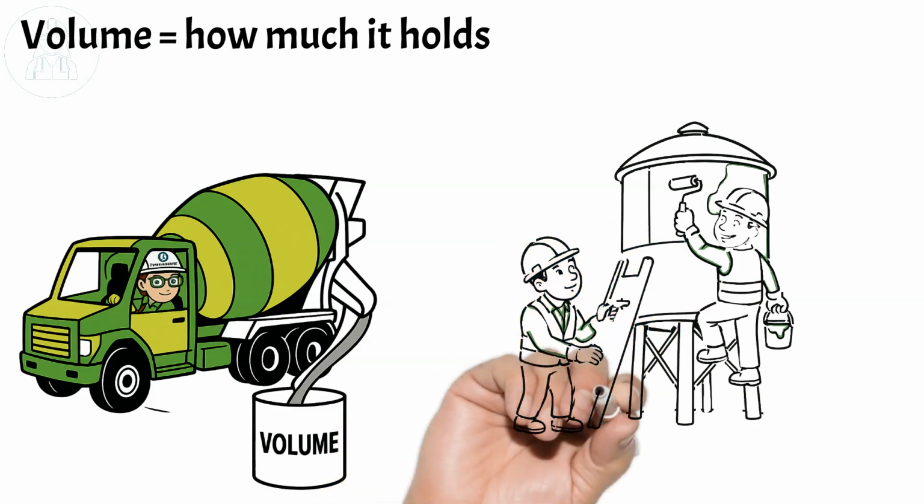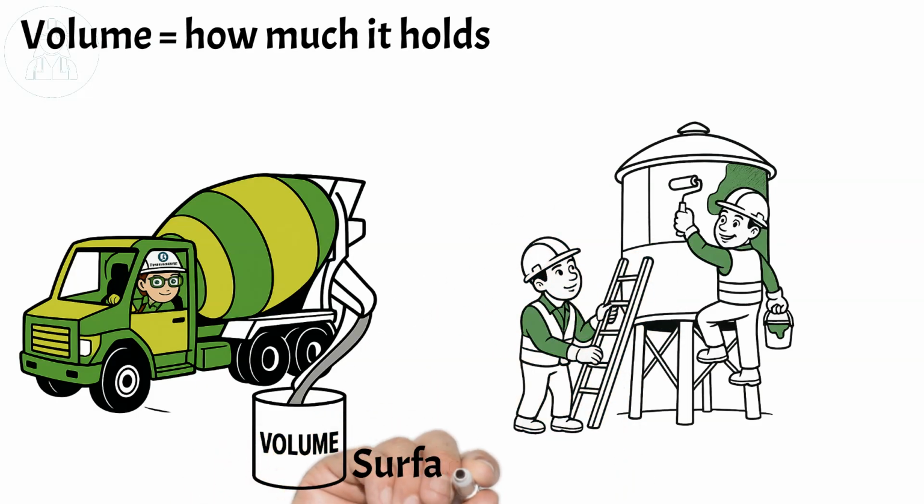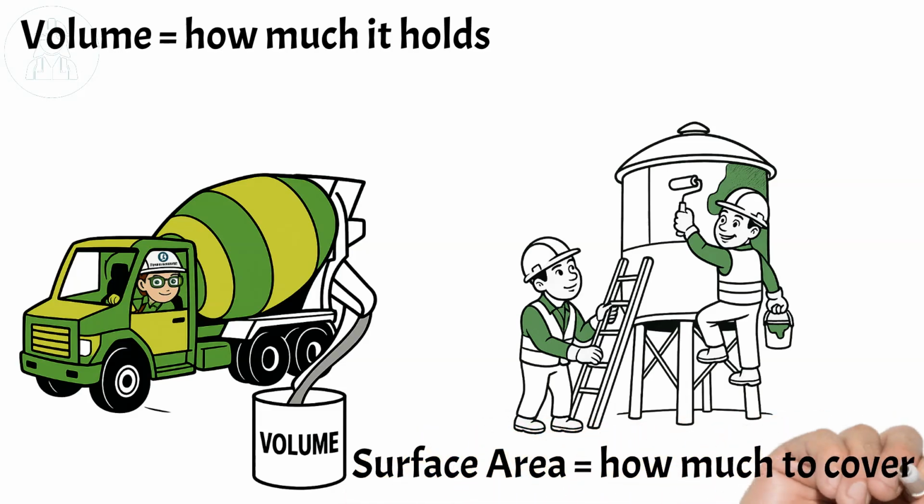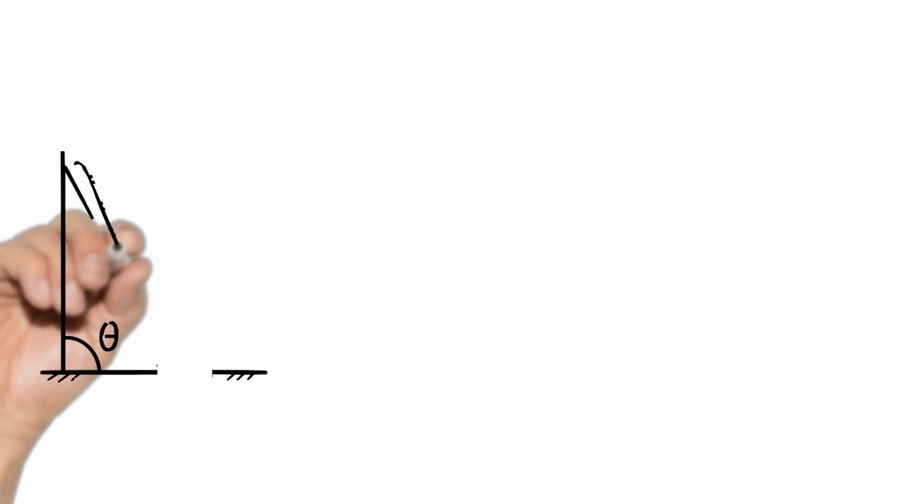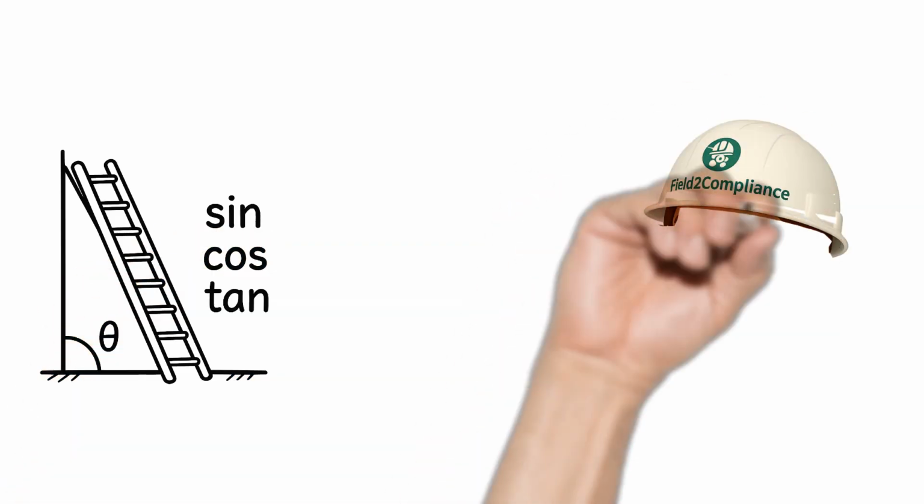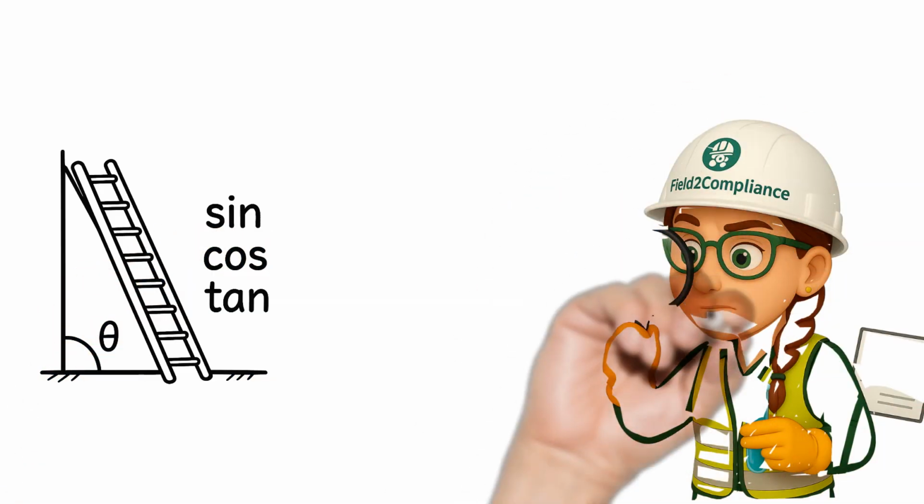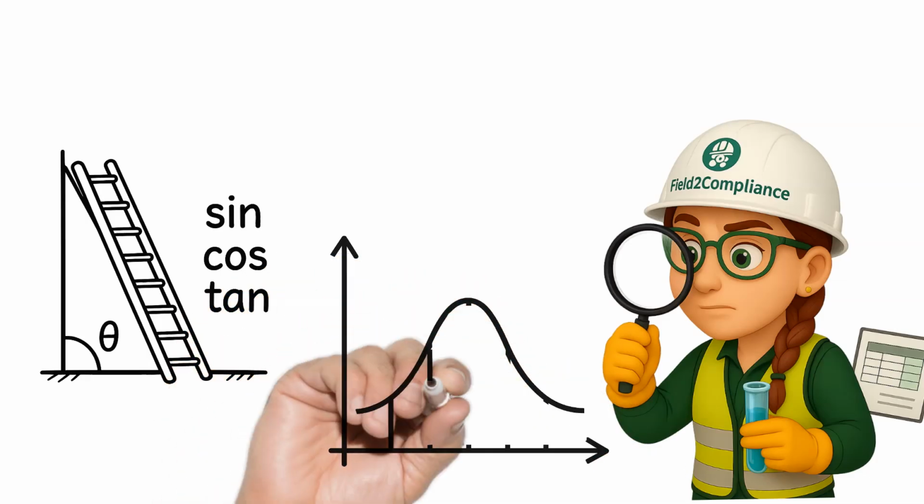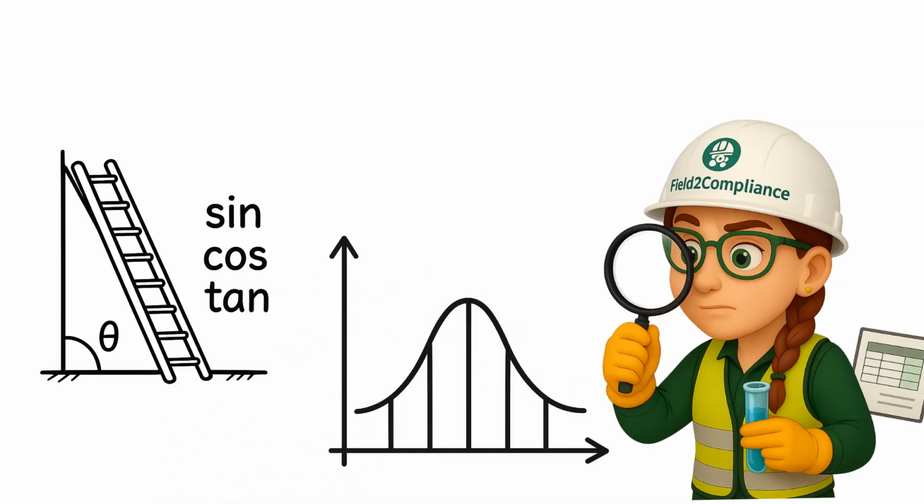That wraps up our quick look at trigonometry for the OHST exam prep. Remember, you don't need to master all the advanced identities. Just be comfortable using sine, cosine, and tangent for practical workplace problems like ladder safety, slopes, and forces at an angle. Next, we're moving into statistics, where we'll cover averages, variation, probability, and how they apply to safety data in the field. Let's jump in.